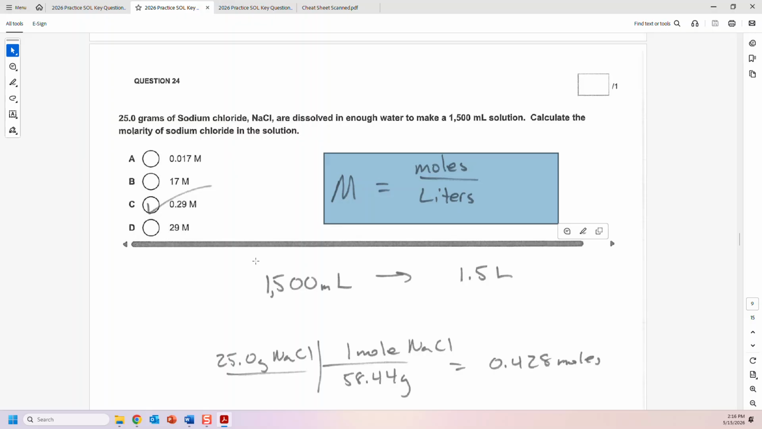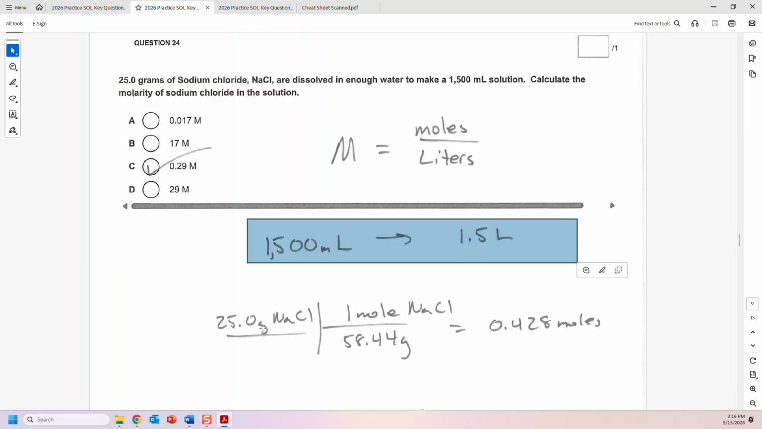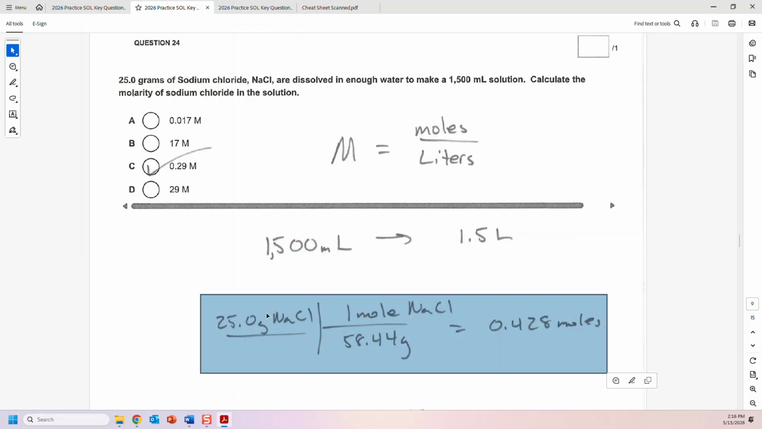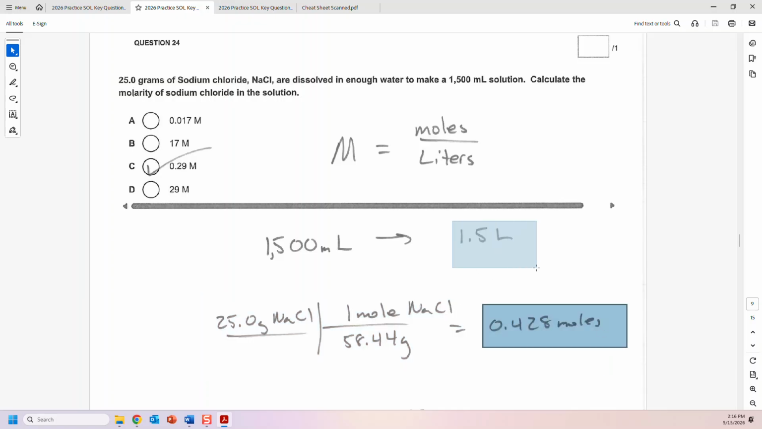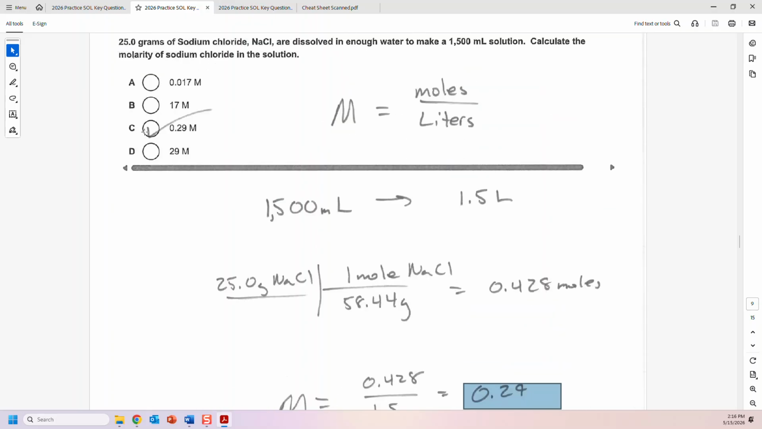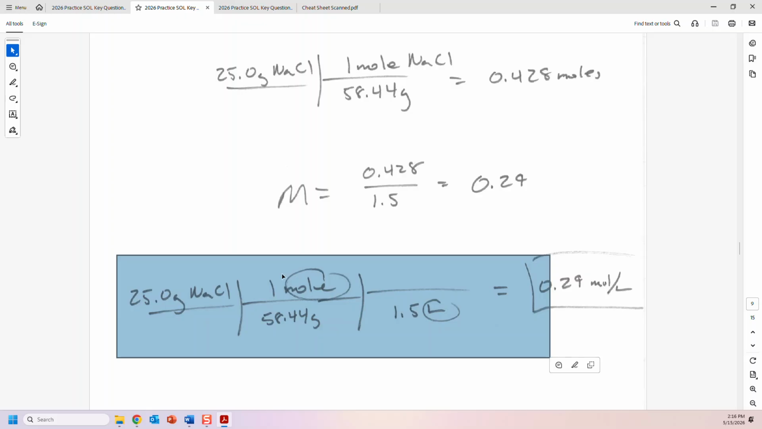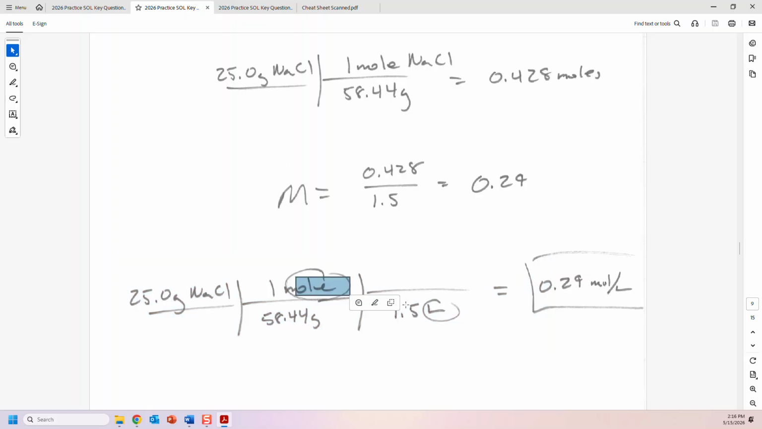So that reminds us to convert the milliliters to liters, right? Divide by 1,000. And then we've got to take our grams and get it to moles. So we divide by the molar mass of sodium chloride. And then it's just the moles divided by the liters to make it molarity, okay? And you get 0.29. So the answer is that one, right? Or, you could just do it all in one dimensional analysis. Grams to moles. Now you have moles on top. And then if you just divide by liters, now you have moles over liters, which is molarity. So same exact thing.